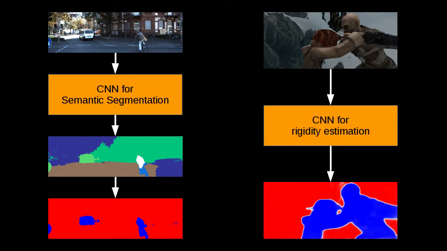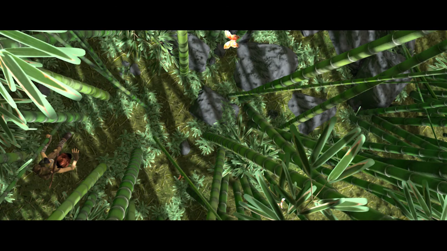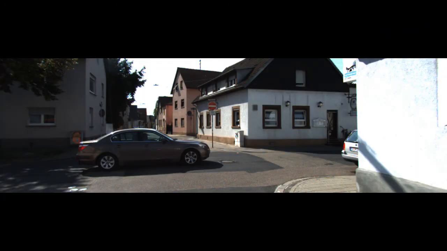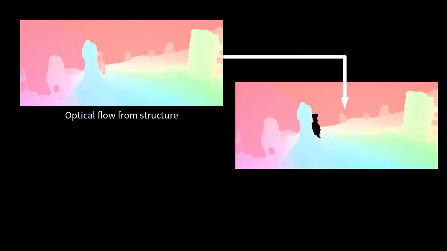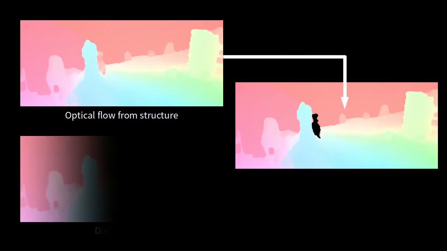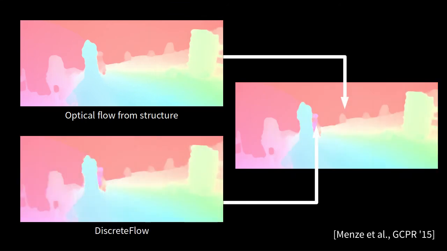In SINTEL, we directly train to estimate a rigidity score. Additionally, we estimate where the motion-based rigidity constraints are violated. Combining both rigidity estimates yields good final rigidity maps. In the estimated rigid regions, we use the structure-based optical flow. In non-rigid regions, we use discrete flow.